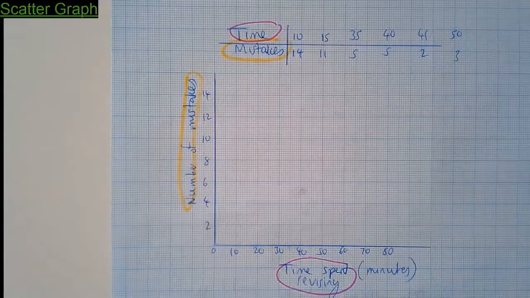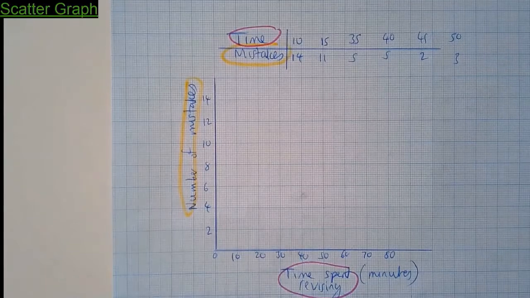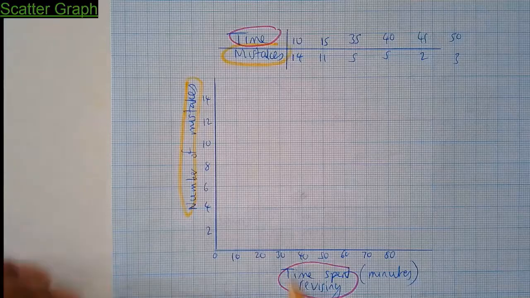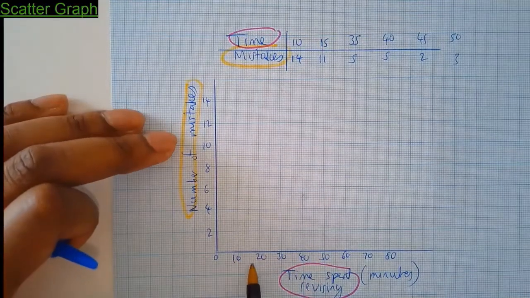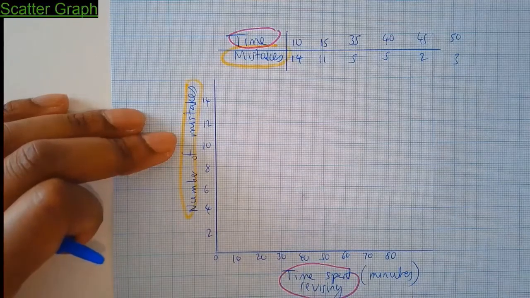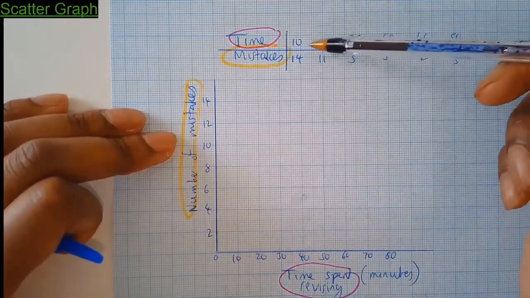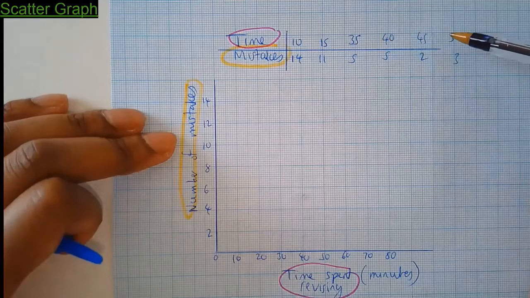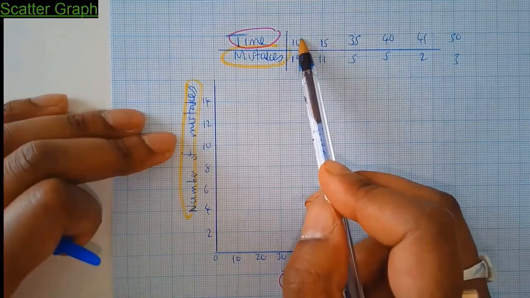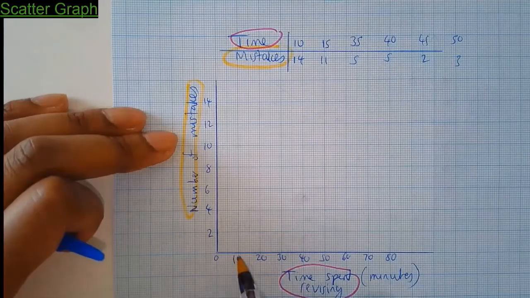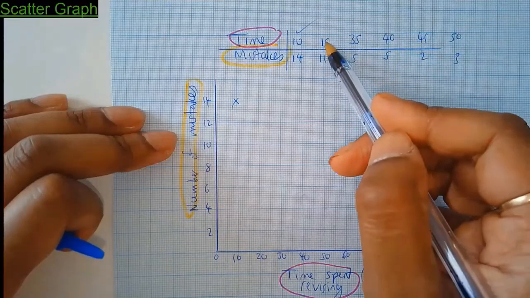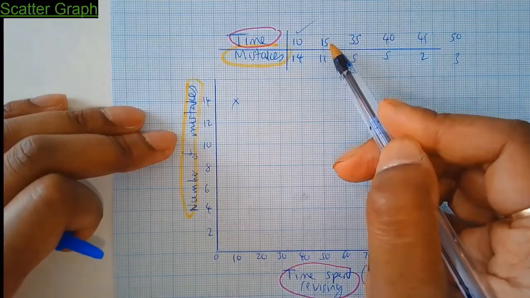What I'm going to do is plot a scatter graph using the information that I've got in the table. I've got time along the x-axis, along the corridor. That's time, amount of time revising, and number of mistakes. I've got 6 people that I've sampled. First person, you can see here, has revised for 10 minutes and has 14 mistakes. Second person, 15 minutes of revision with 11 mistakes.